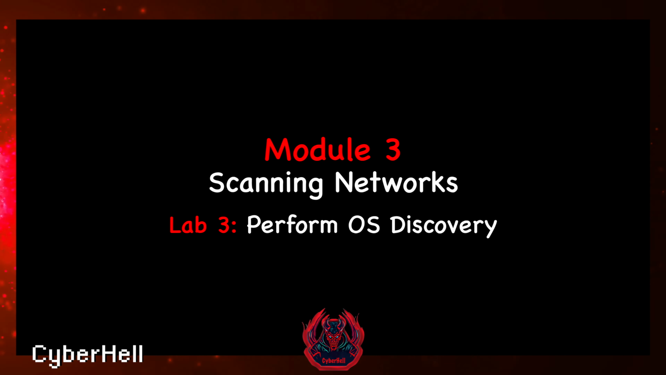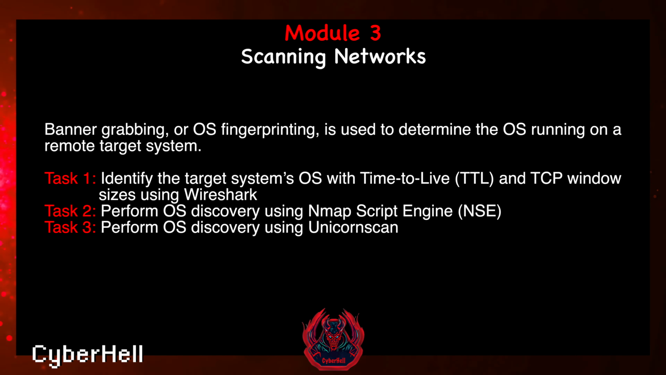Module 3, Scanning Networks, Lab 3, Perform OS Discovery. Banner grabbing, or OS fingerprinting, is used to determine the OS running on a remote target system. Task 1, identify the target system's OS with time to live, TTL, and TCP window sizes using Wireshark. Task 2, perform OS discovery using Nmap Script Engine, NSE. Task 3, perform OS discovery using Unicornscan.